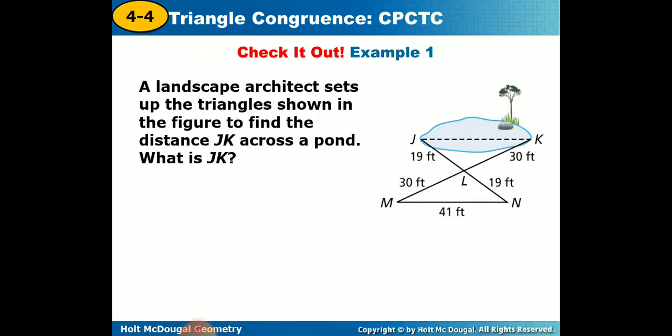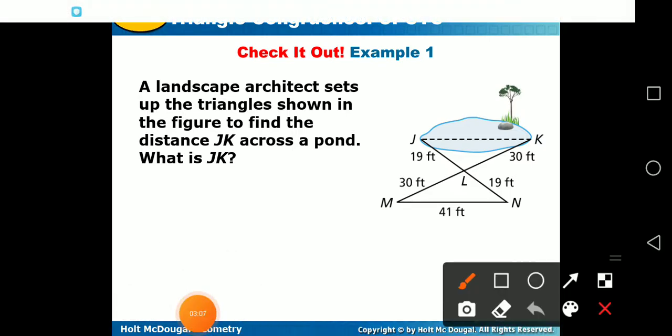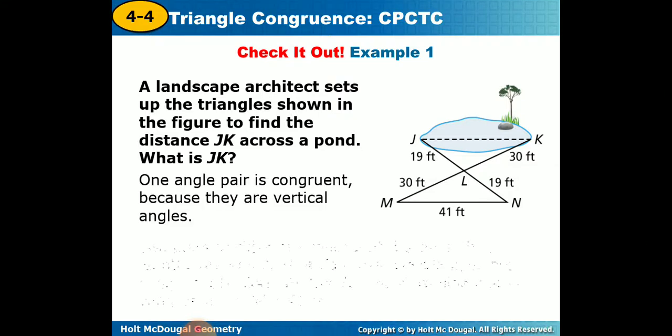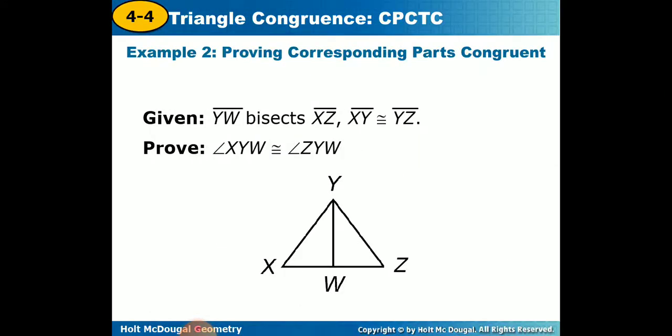The landscape architect sets up the triangle shown in the figure to find the distance JK across a pond. What's JK here? I know that this is 19. JL is 19 and LN is 19, while LK is 30 and LM is 30, vertical opposite angles. Then the third side, MN, is congruent to JK by CPCTC.